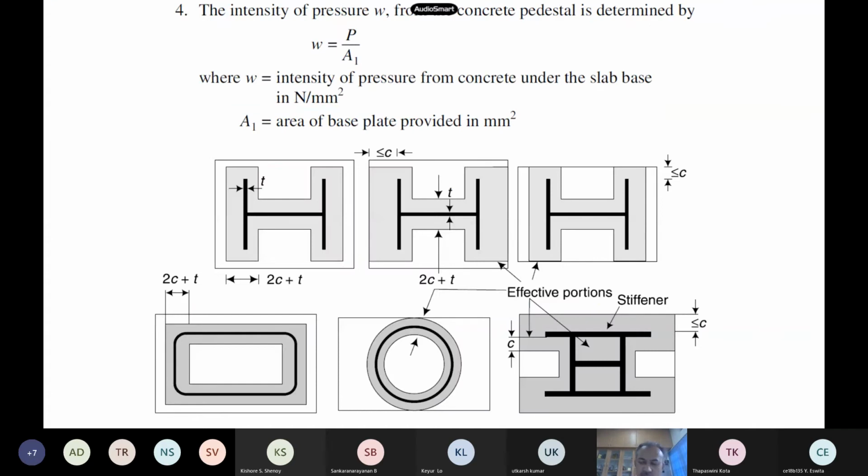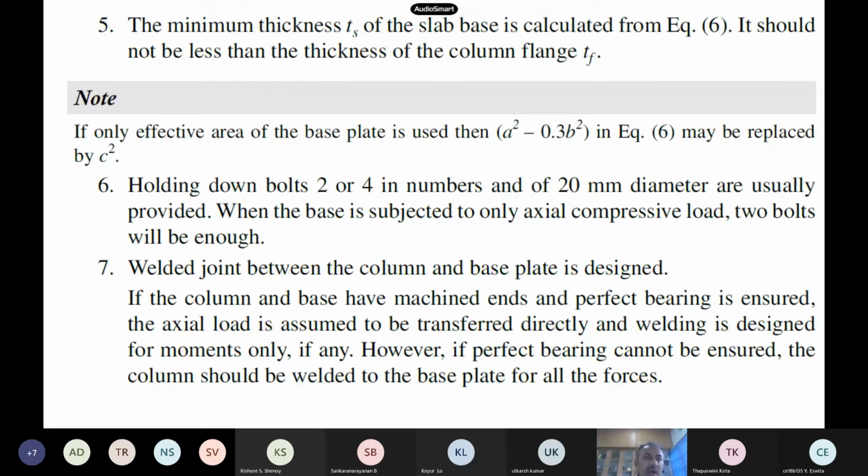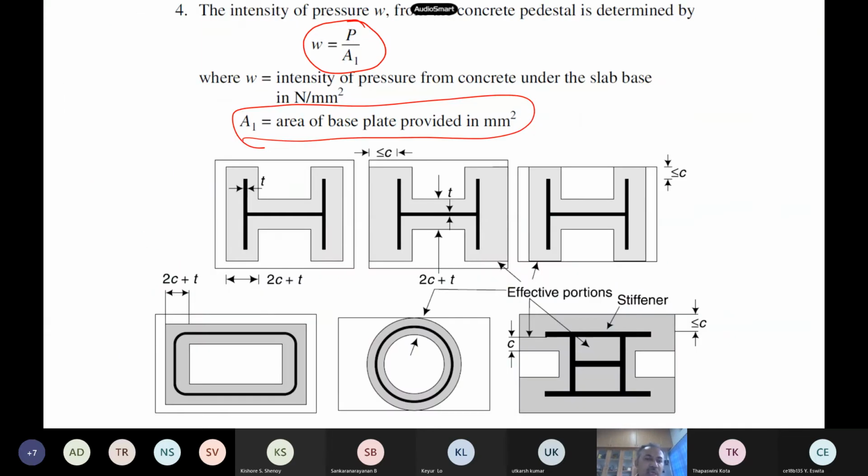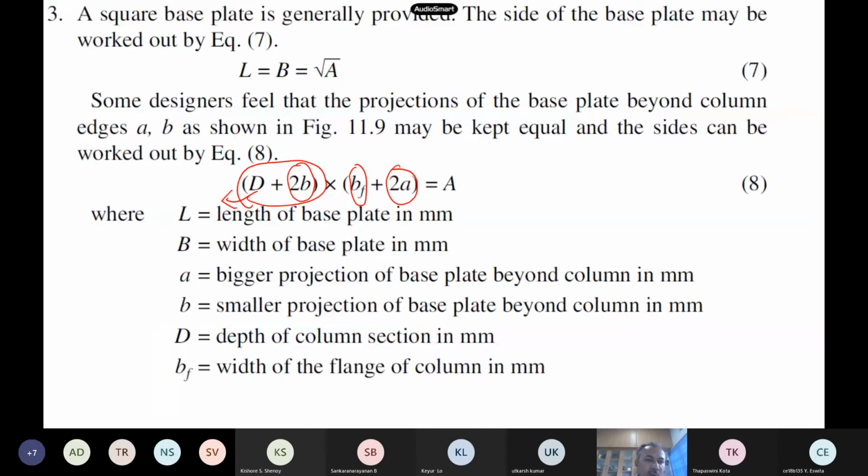Once you know the guidelines and the area, you can find out the intensity of the pressure, that is the load divided by the area provided for the base plate. This should be less than the bearing pressure of the concrete, so you just have to verify. Once that is done, you calculate the thickness of the slab base. The guideline is that the base plate thickness should never be less than the column flange thickness.